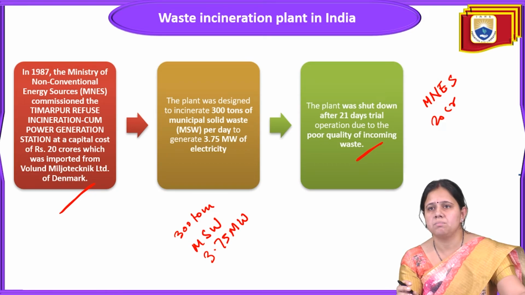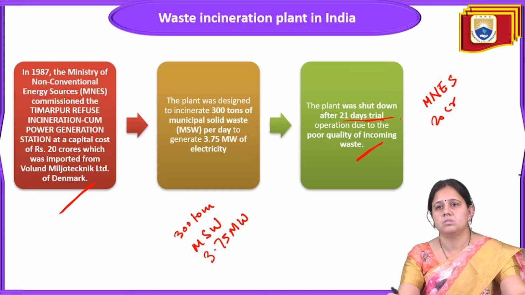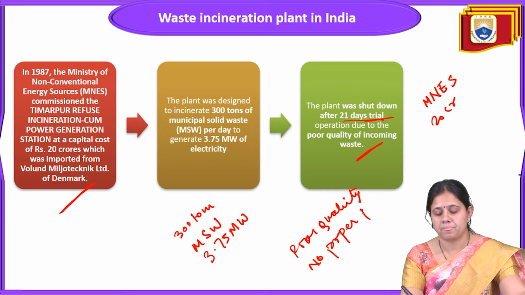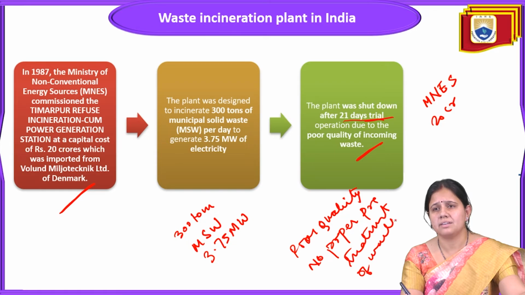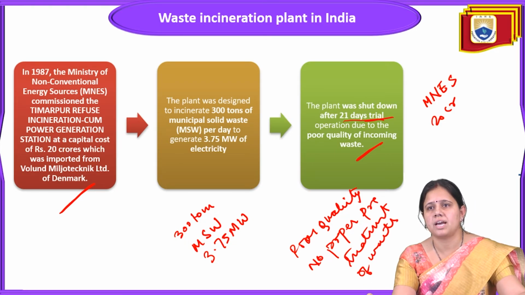So this plant has been shut down after 21 trial days because of the poor quality of incoming waste, meaning no proper pre-treatment of the waste. Due to that reason, this plant has been shut down after 21 days of trial operation due to the poor quality of incoming waste.